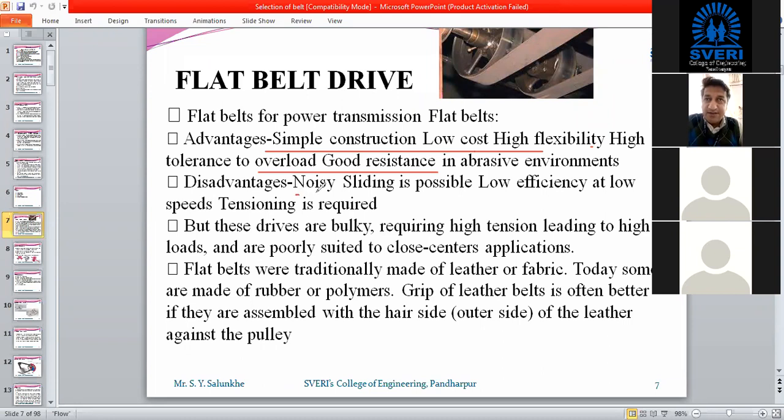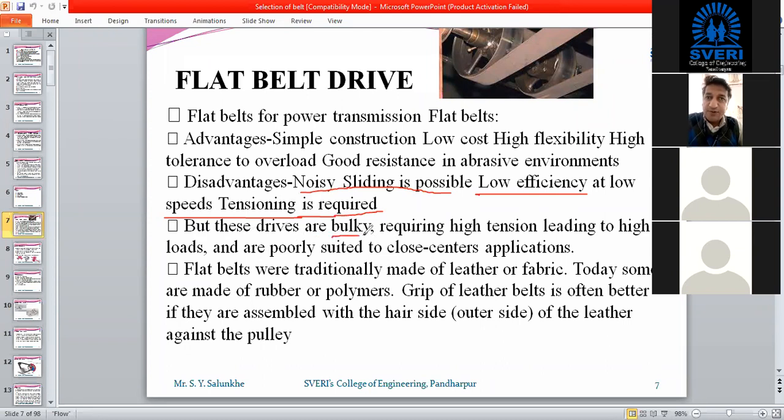The disadvantage is that they are more noisy. Noise produced in case of belt drive is more. Also, as the cross section is flat, low efficiency is there, and they are used to transmit low speed. Basically they are used for low speed applications. If the speed increases, then we have to shift to the V belt, and later on to the grooved belts. In case of low speed, these flat belts are used.